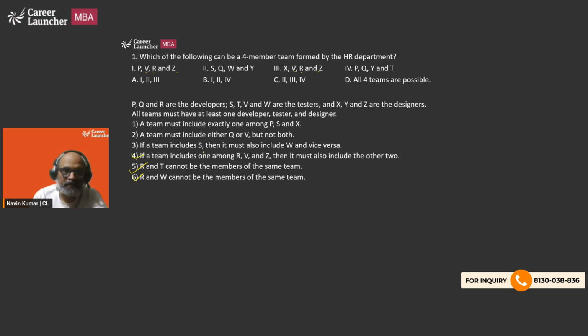If a team includes S, then it must also include W and vice versa. So S and W should be seen together. We do see S and W in the second one. A team must include either Q or V, but not both. So we see a V, there is no Q; we see a Q, there is no V. So this is also very much possible. A team must include exactly one among P, S, and X. So we do see a P, we do see an X, S, X, and P.